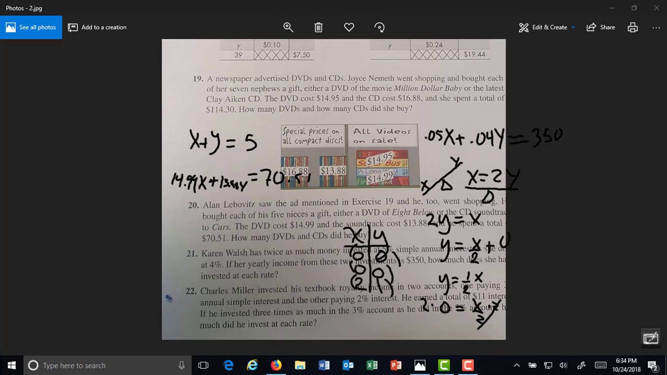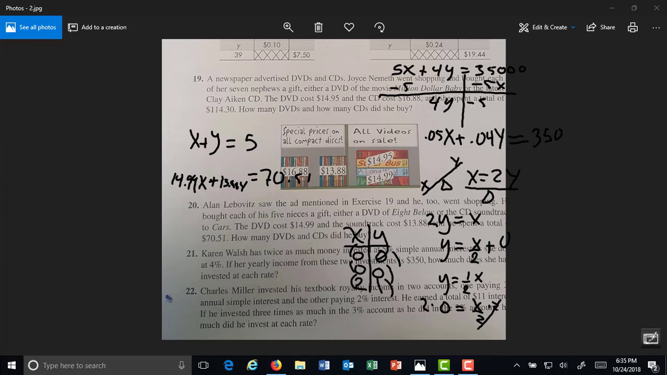This other one here, if I wanted to solve for it, let's say I multiply everything by 100. So I would have 5x plus 4y equals 3,500. No, I had to multiply, so I have to add two zeros for the 100. Now I want y by itself. So I'm going to subtract 5x from both sides.